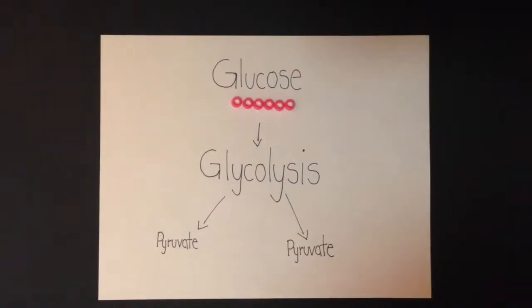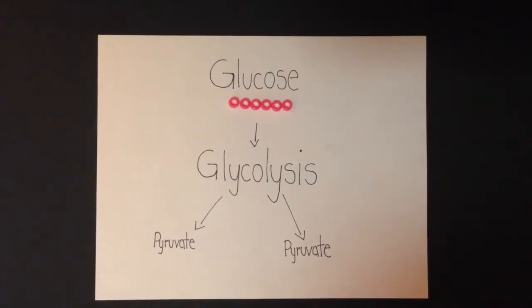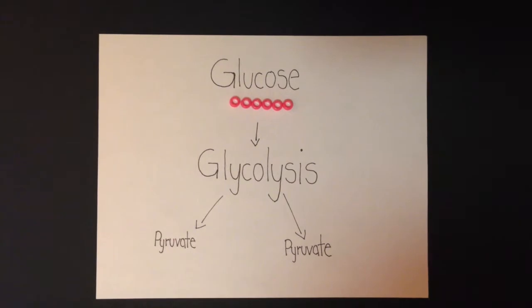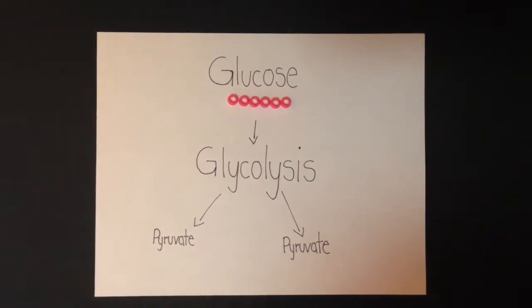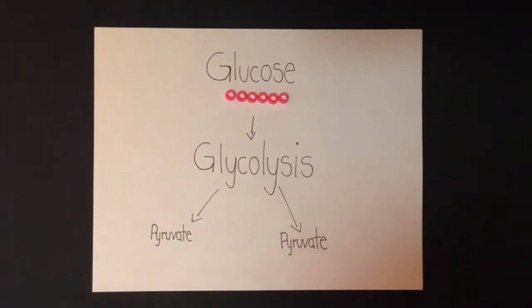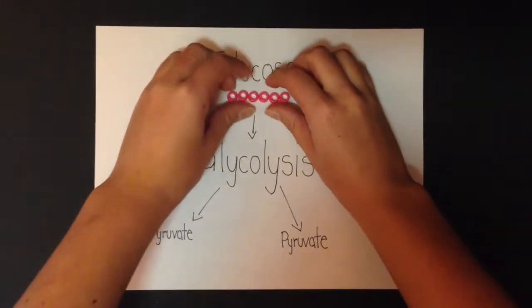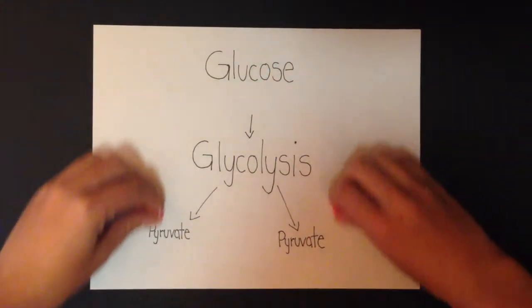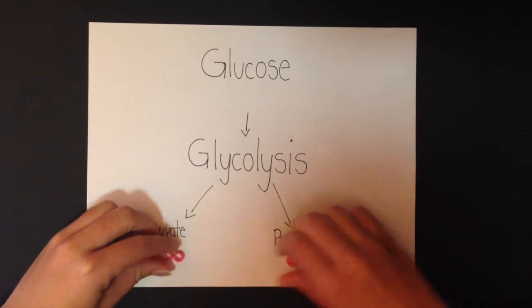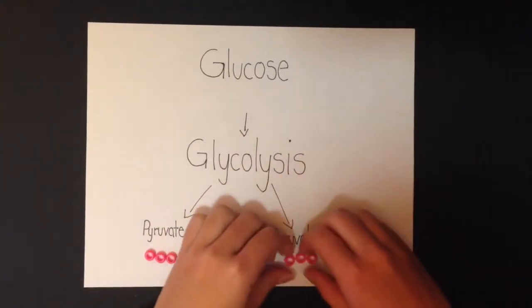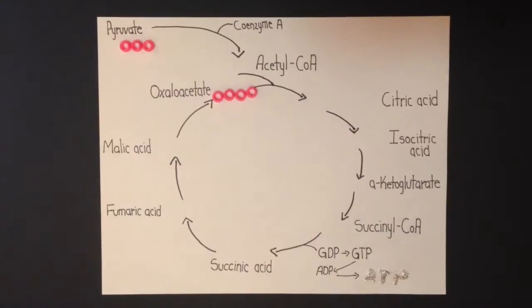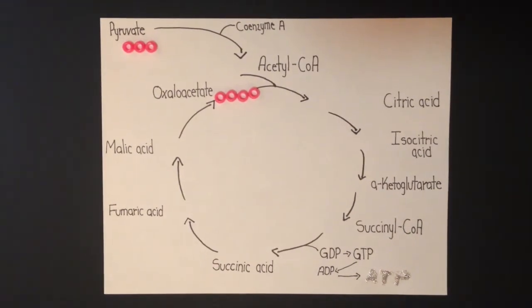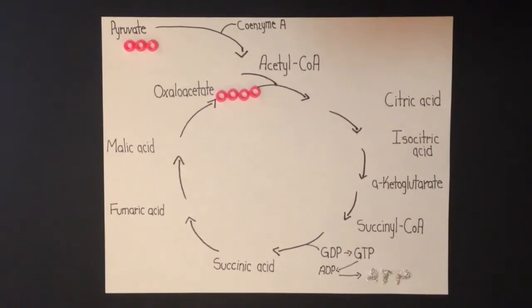The primary substrate for the citric acid cycle is a pyruvate. A pyruvate is made through a process called glycolysis. In this process, glycolysis breaks apart a 6-carbon chain of glucose into 2 pyruvates. In each pyruvate, there will be 3 carbons. For the pyruvate to enter the citric acid cycle, it has to be transformed into acetyl-CoA.